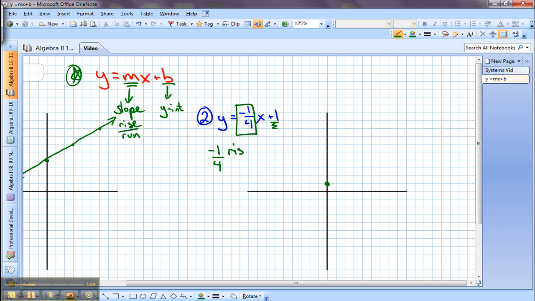Again, thinking about slope as rise over run, we see that our rise is negative 1 and our run is 4. So from our y-intercept of positive 1, we are going to have to go down 1 and to the right 4. So down 1 and to the right 1, 2, 3, 4. Again, that's down 1 and to the right 1, 2, 3, 4. And after we have a few points, we can draw our line.